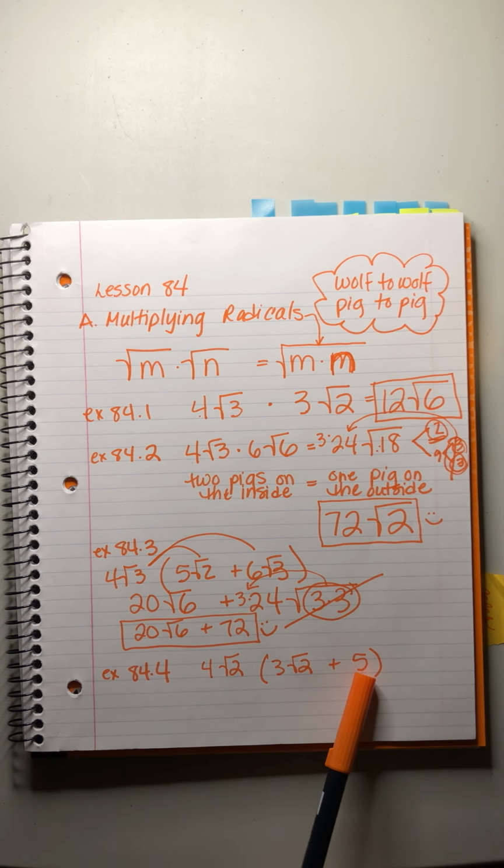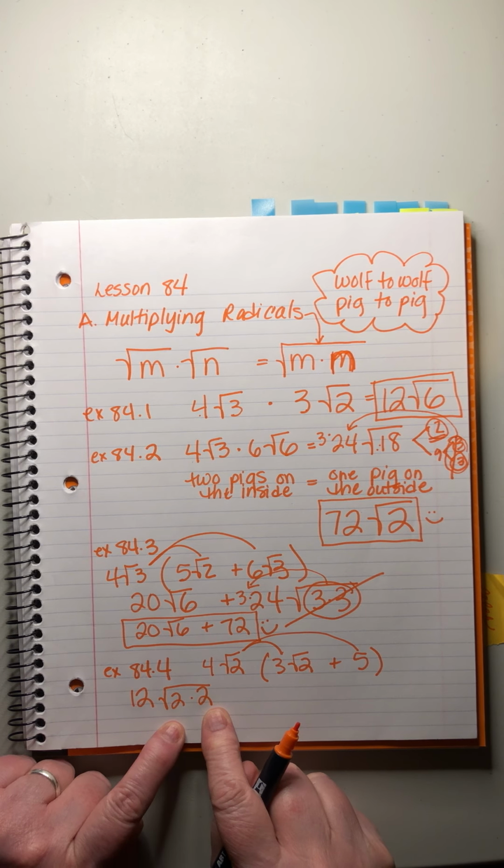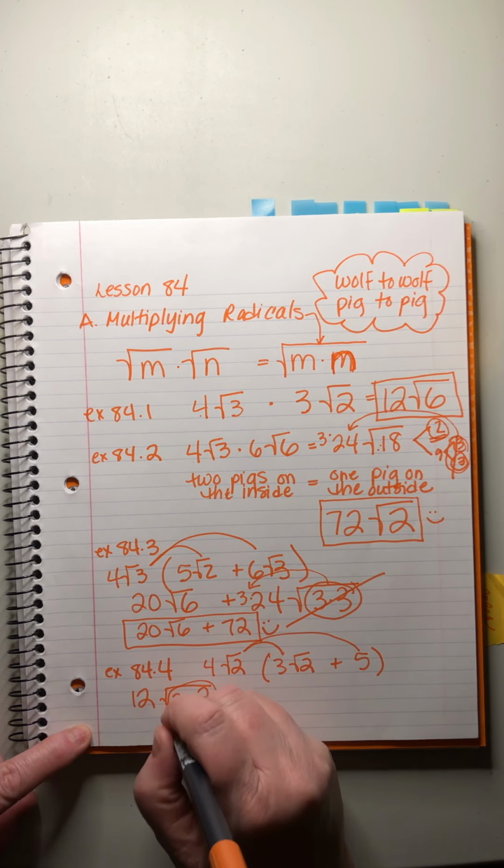Well, let's start by doing everything in order the way we know. Wolf to wolf, pig to pig. 4 times 3 is 12. I'm not even going to multiply them because 2 times 2, that's 2 on the inside, 1 on the outside. So I write it like that, right? And then I can cross that out because it's all gone away.